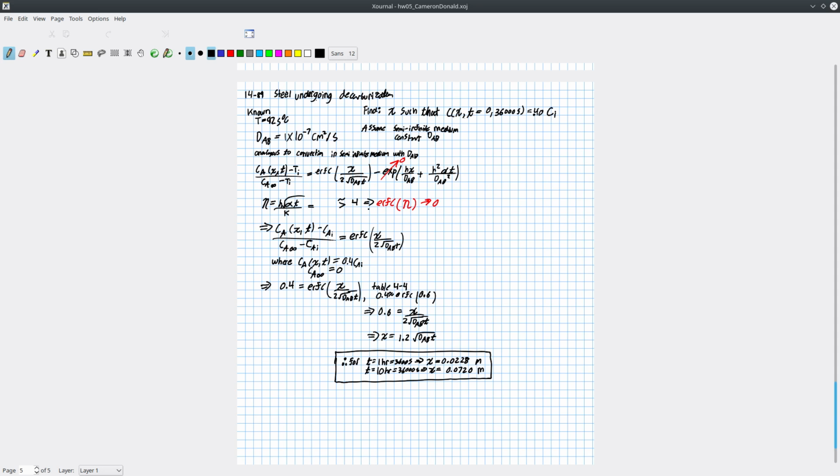But if we assume that that's going to be more than 4, this part of the error function is going to go to 0. Then we can rearrange using concentration instead of T. And if concentration is equal to 0.4, the initial concentration, then we can use table 4.4 to find the value within the error function, rearrange for x, and then find the x when time equals 1 hour and 10 hours.